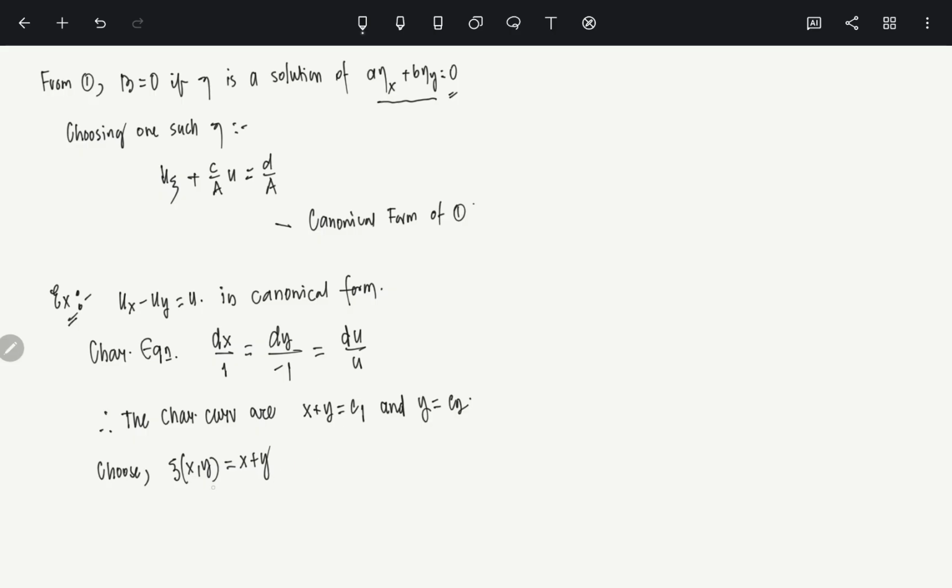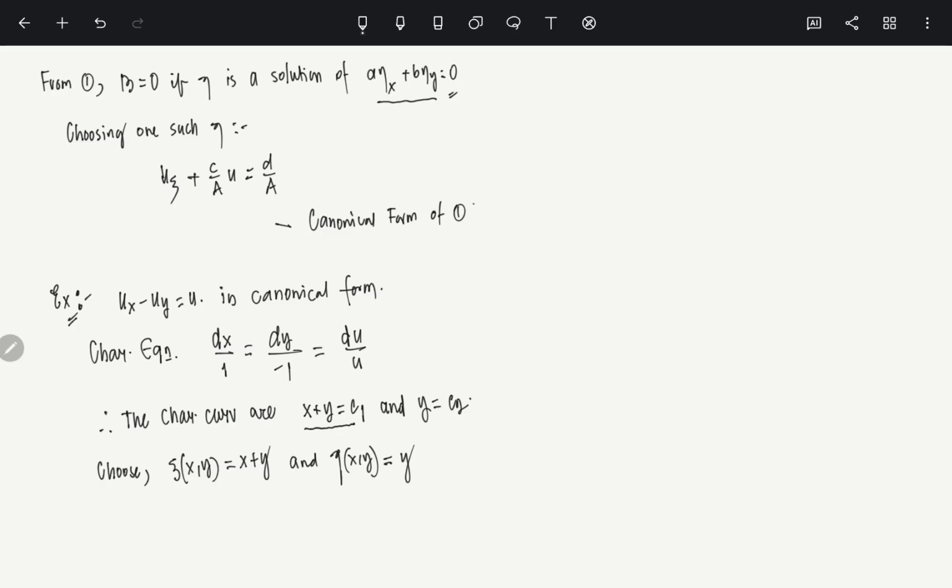If you restrict xi to the characteristic curve, which is x plus y equals c1, then xi becomes the constant c1 on the characteristic curve. You choose eta also in such a way that it becomes constant on the characteristic curve. So let's say we choose eta to be y. So y is c2, and essentially eta is also constant along the characteristic.